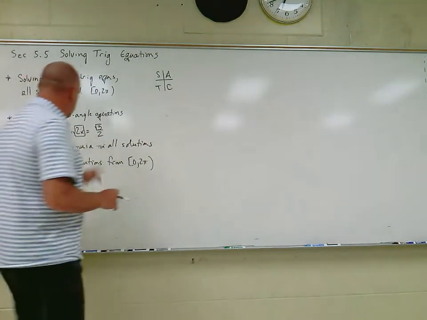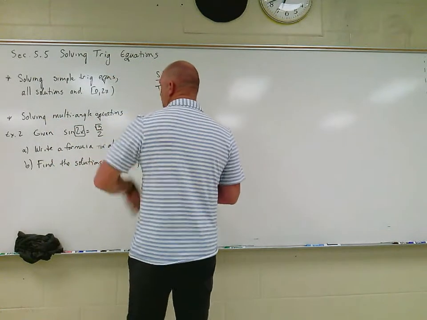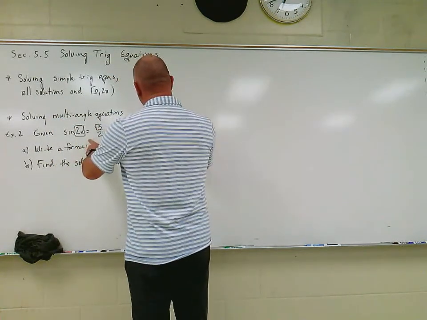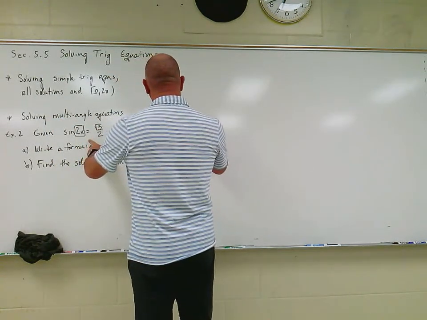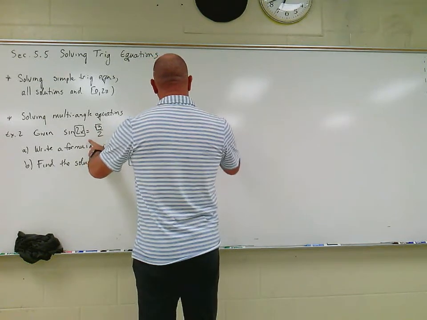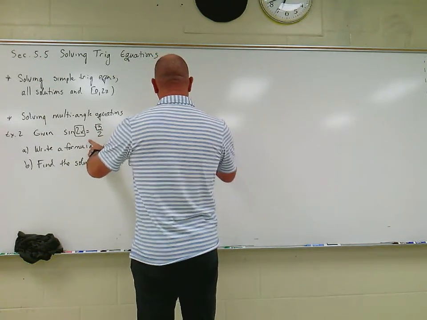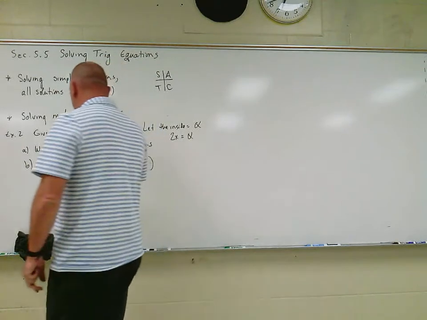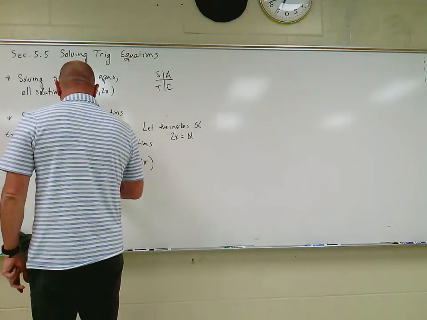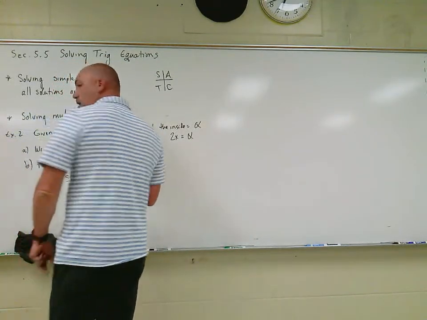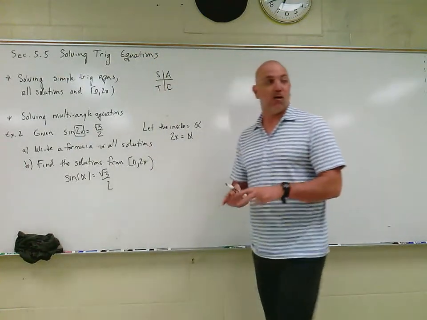So the first thing I need to do, so this is solving multi-angle. I'm going to let the inside equal alpha. So I'm going to call 2x as alpha. So I'm going to pretend that my problem is sine of alpha equals square root of 3 over 2, and I'm going to work it like I normally would work it for alpha.